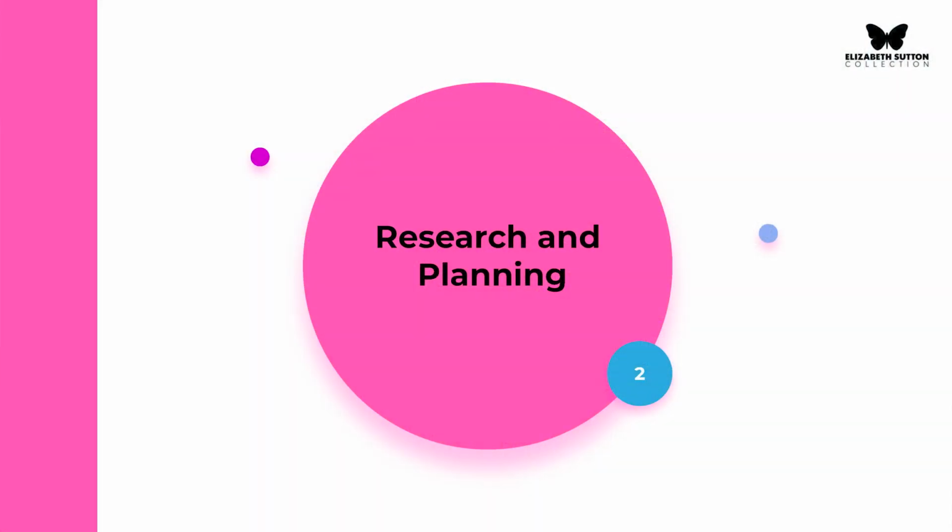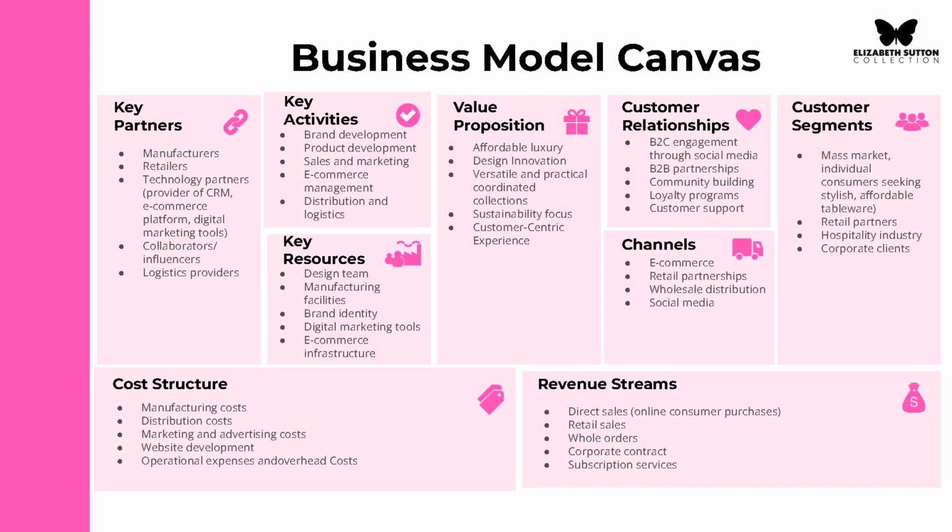market. Moving on to the researching and planning phase, we employed various tools and frameworks to ensure a comprehensive strategy. The business model canvas was instrumental in visualizing all aspects of this new tabletop business, including identifying key partners, activities, resources, and value propositions. This helped us identify how the new brand would integrate into the existing brand ecosystem and scale effectively.